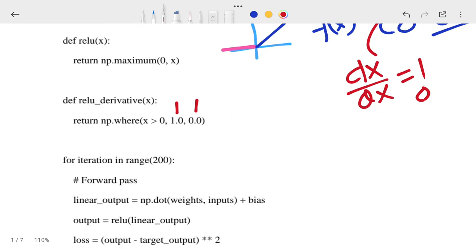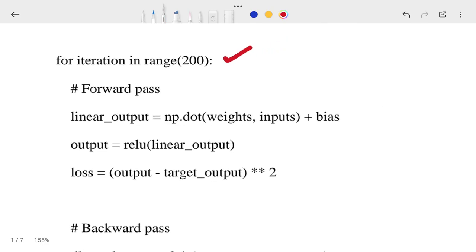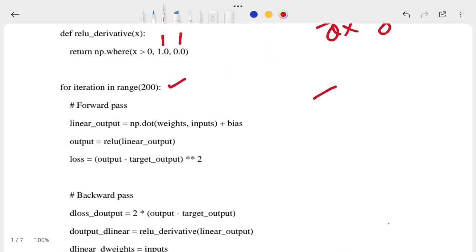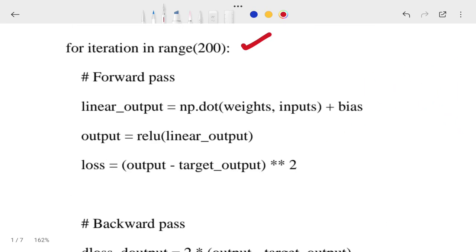Now listen here. I am using a total of 200 iterations. Okay, iteration, the for loop is working. Forward pass. What is the meaning of forward pass? Forward pass means sigma xi wi plus b. Okay, bj you can write, or here also j you can write. So this is the meaning of forward pass. Same, I have written dot of wi and input, and bias.